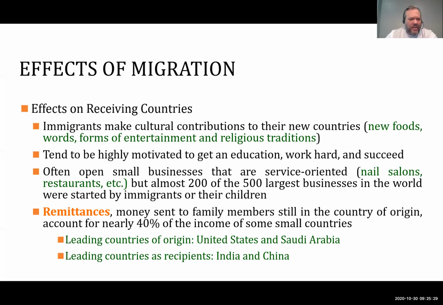And here's just a little depiction of the brain drain. And then the effects on the receiving countries. So this is the countries that are receiving migrants. Immigration does make cultural contributions. The U.S. is very rich and diverse, and we have all of this awesome stuff because of that diversity. Foods, words, forms of entertainment, religious traditions. I mean, if you want it here in the U.S., it is probably somewhere in the U.S. because we are so diverse. And I think that diversity is definitely one of our strengths.